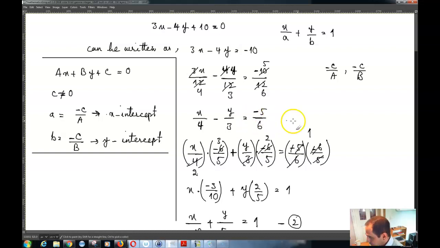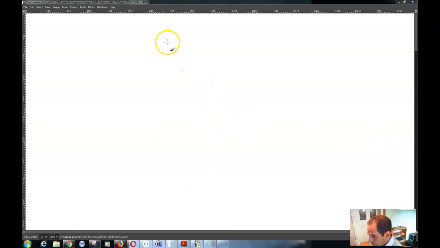And of course, if you have ax plus by plus c is equal to 0, now if c is equal to 0, then you have ax plus by is equal to 0.